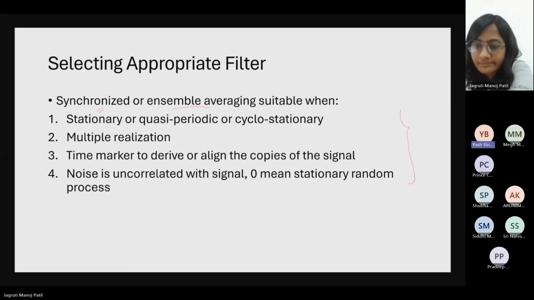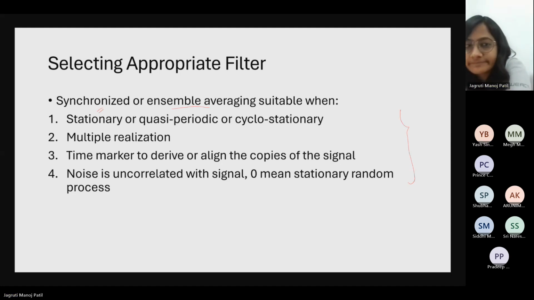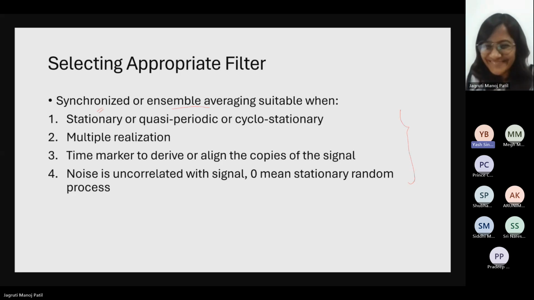Ensemble averaging is something like, as you told in the last class, we are taking the average of the signal in some definite time intervals. Yes. And synchronized? Someone else? That is the second name of ensemble averaging that you also told in the last class.